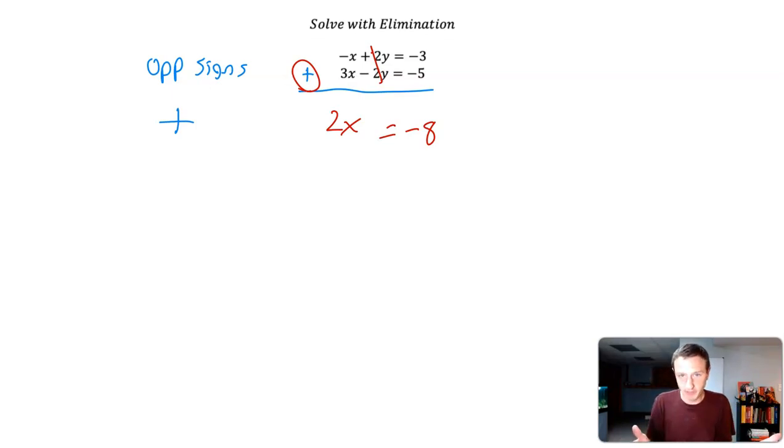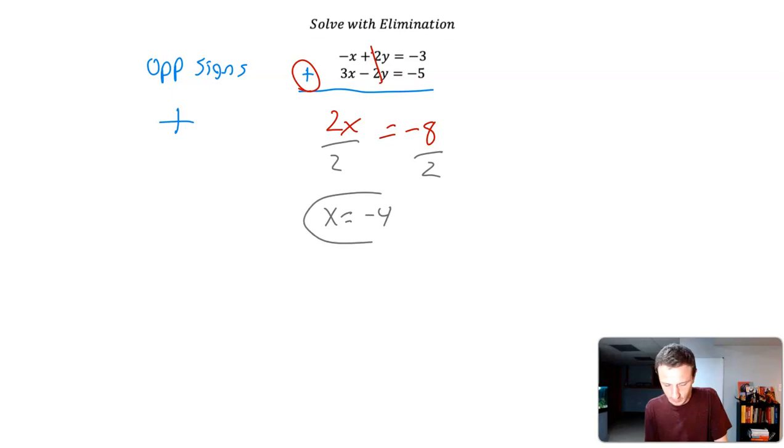And now we just have a one-step equation. So I'm going to solve for x by dividing by 2. x equals -8 divided by 2, which is -4. So we have x, and we're looking for an (x, y), because remember, when we're solving a system, we're looking for that point where these two lines would cross paths. Sometimes there could be more than one point where they cross paths, or sometimes there might not be any point. But right now we have an x value, so now we have to find the y value.